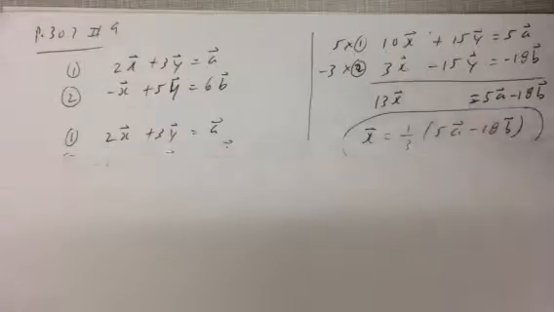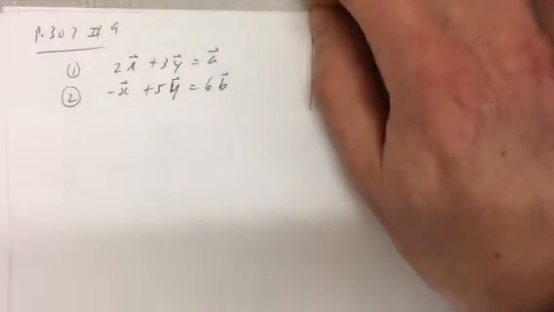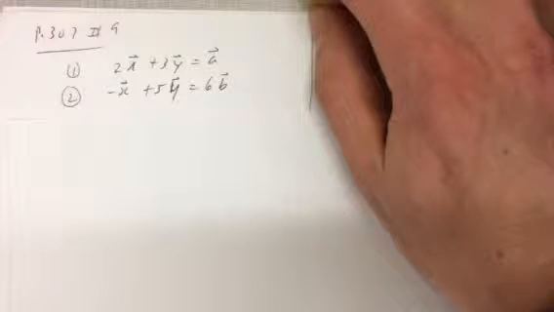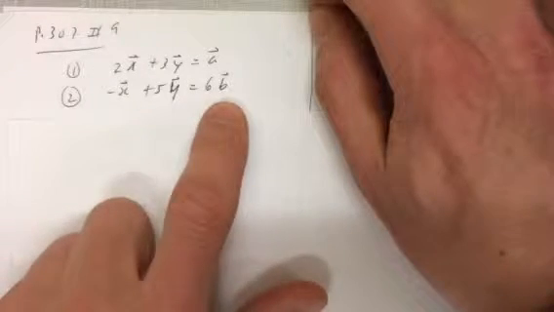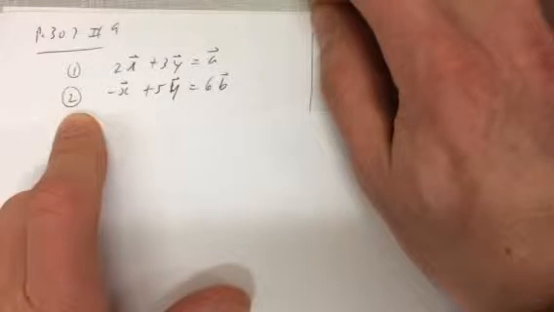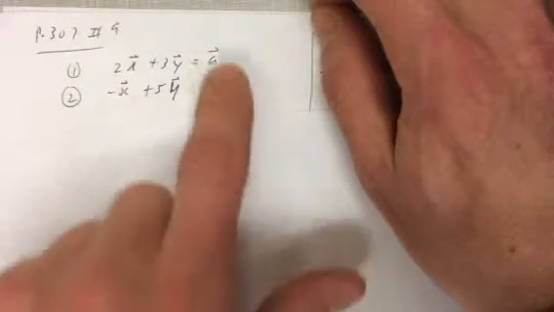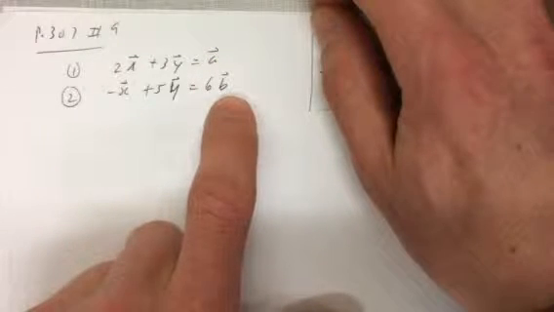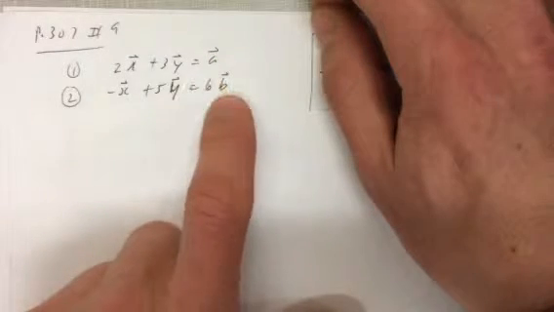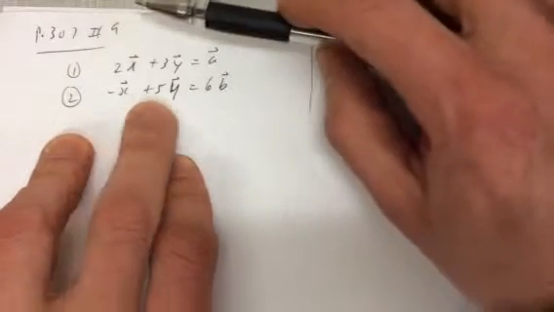Okay. So I start off with 2x plus 3y equals a, and negative x plus 5y equals 6b. I write them down as I would for doing elimination in solving algebraic linear equations, so an intersection point of two lines. Okay, so a and b are the ones that you need to find x and y in terms of. So what I'm going to do here is try to eliminate one of them.